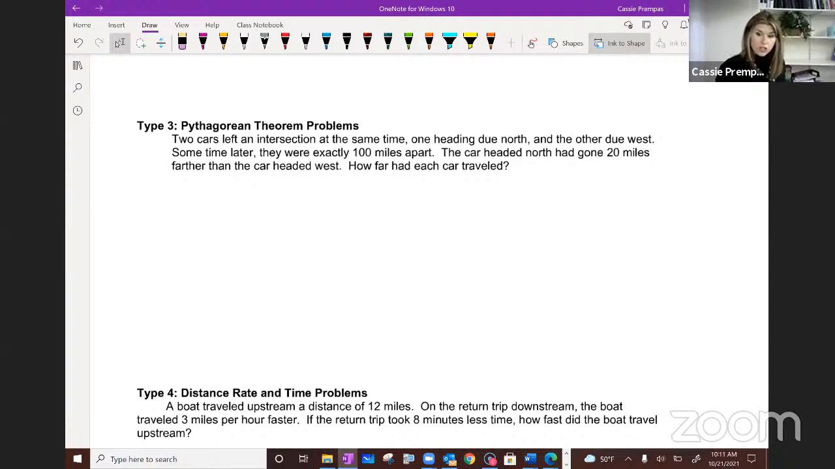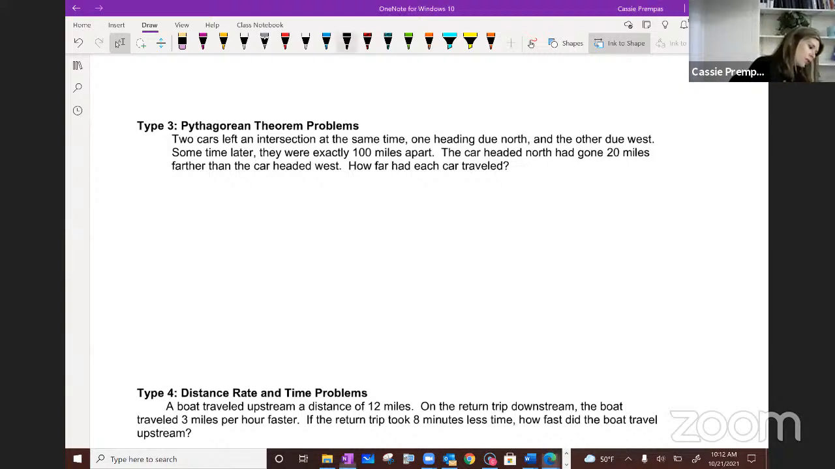Often quadratic equations come up when you are using the Pythagorean theorem. So let's go ahead and take a look at how this would come about. Two cars left an intersection at the same time, one heading due north and the other heading due west. Sometime later, they were exactly 100 miles apart. The car headed north had gone 20 miles farther than the car headed west. How far had each car traveled?